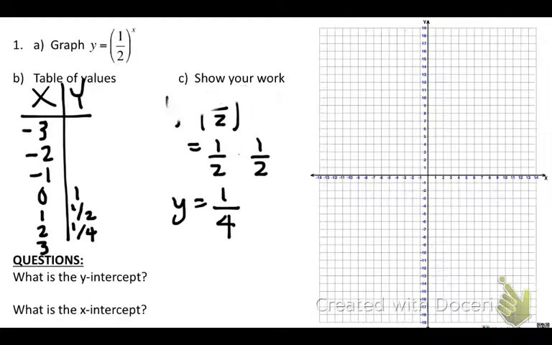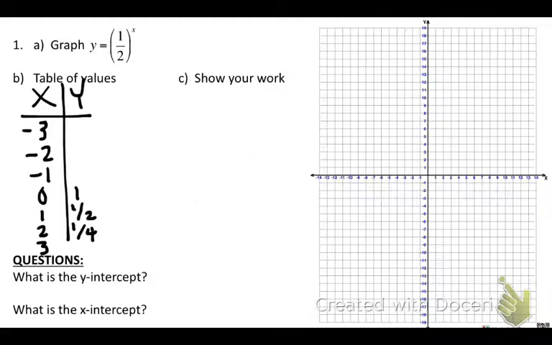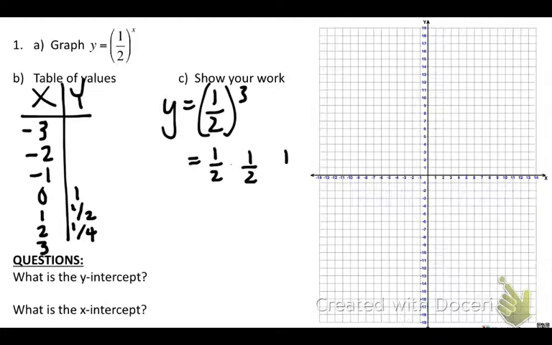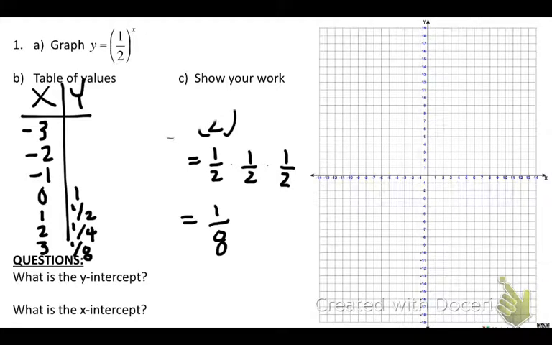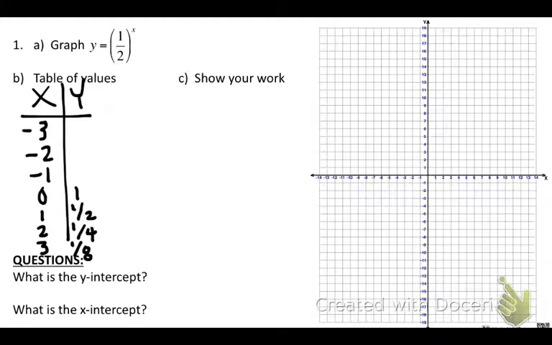Okay, so now we're going to do y equals, we're going to plug in the 3, 1/2 to the third power. That means 1/2 times 1/2 times 1/2. We're going to multiply across the top. 1 times 1 times 1 is 1. And across the bottom, 2 times 2 times 2 is 8. So across from the 3, we'll get 1/8. All right, so now we're going to do the negative exponents.